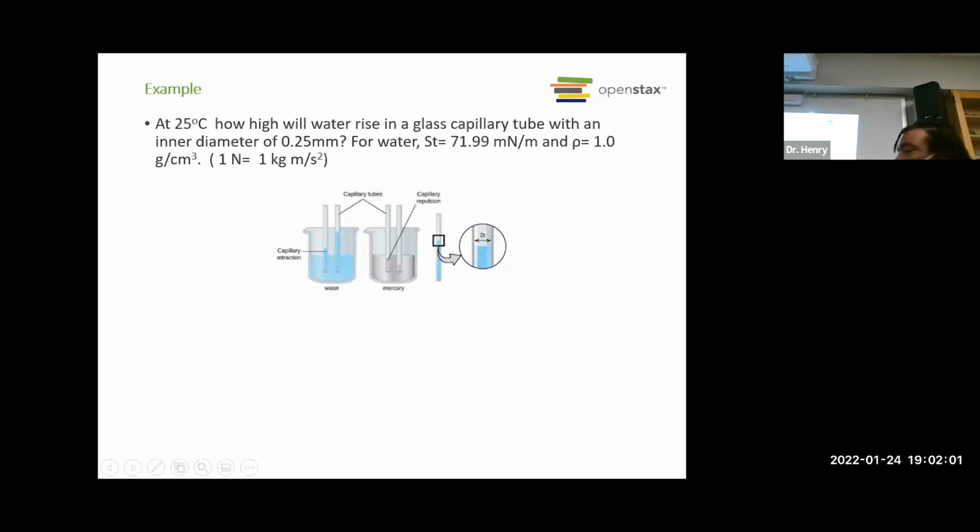Okay, so let's see if we can get our example here. At 25 degrees Celsius, how high will the water rise in a glass capillary tube with an inner diameter of 0.25 millimeters? For water, the surface tension is 71.99 millinewtons per meter, and the density of water is 1.0 grams per cubic centimeter. 1 newton equals 1 kilogram meter per second squared.